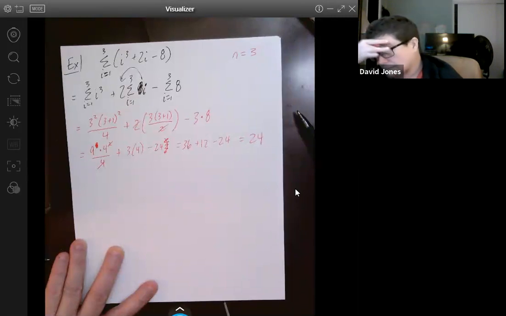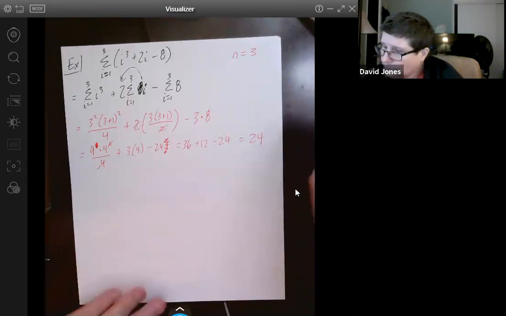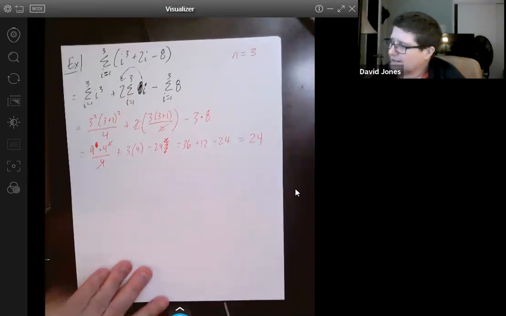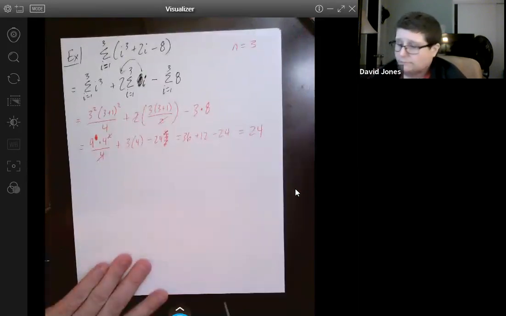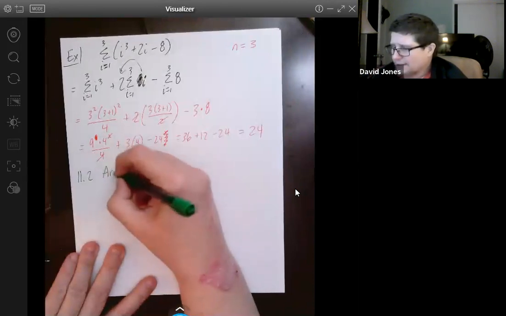Okay. That's an example of applying these. That was 11.1. They're going to give you a bunch of stuff there. Let's take a look at 11.2. 11.2 is on arithmetic sequences and series.